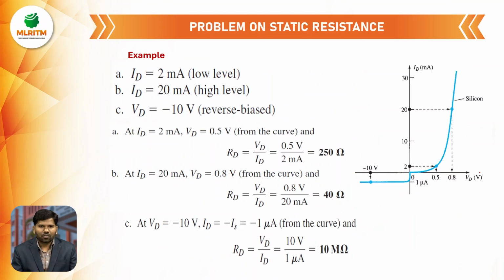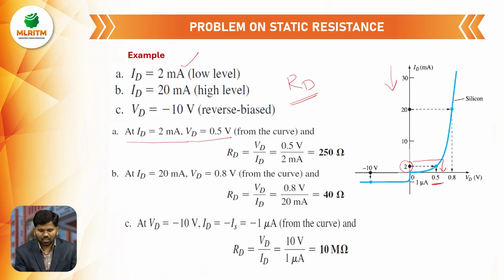On the DC resistance, we are going to solve a problem. We have to find the DC or static resistance for these values by using the IV characteristics graph of the PN junction diode. In the first one, ID is equal to 2 milliamps, as given in the problem, and VD is equal to 0.5, taken from this graph. When the current is 2 milliamps, the corresponding voltage is 0.5 volts.